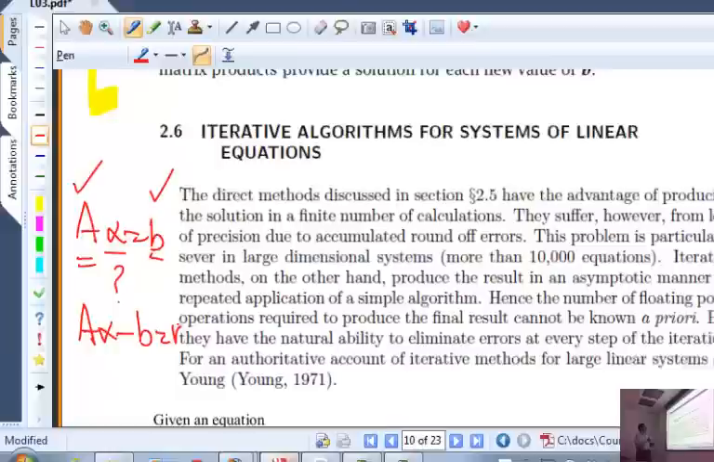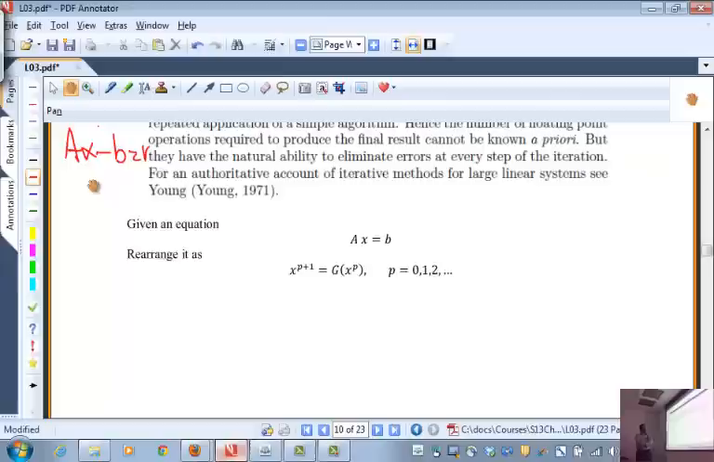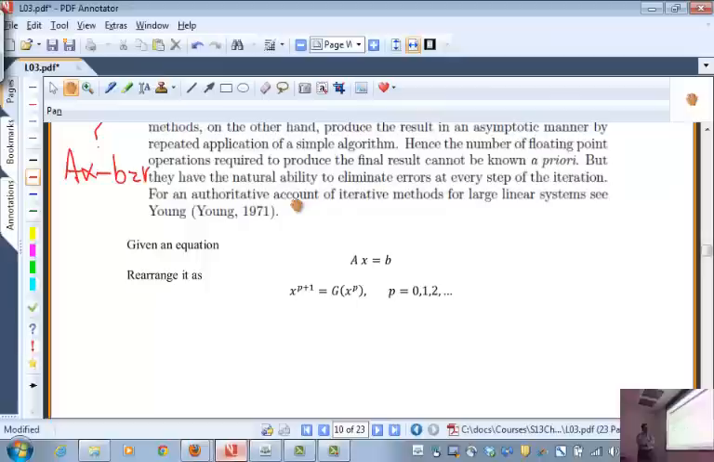So given an equation AX equal to B, our task is to reformulate that equation in the form X_(p+1) equals G of X_p. G is some mapping, and X_p is the guess vector I'm going to put in there. I need to construct what G is. For a linear system, G could be just a matrix. So then it is just a vector-matrix product that will give you a new one. Take that and put it back and repeat that. And when I put back a vector and I get back the same vector, what does that mean? You have converged.